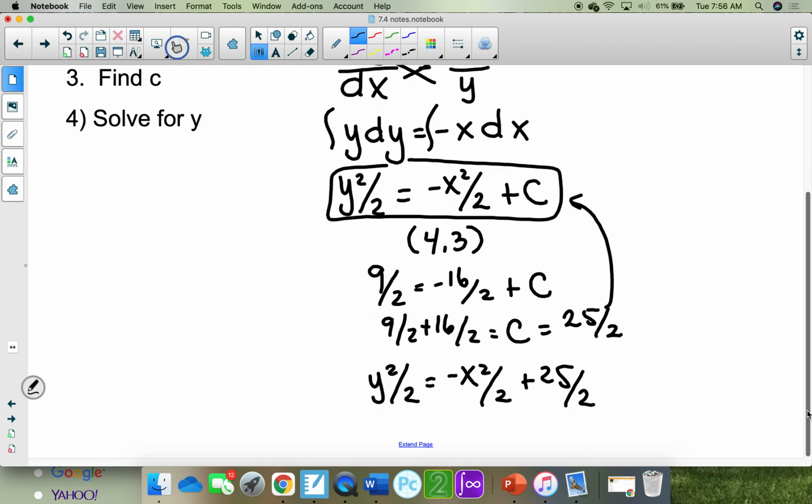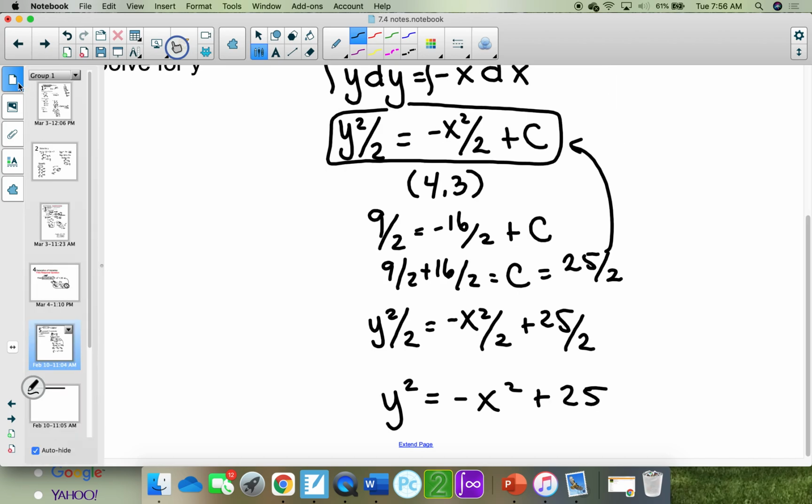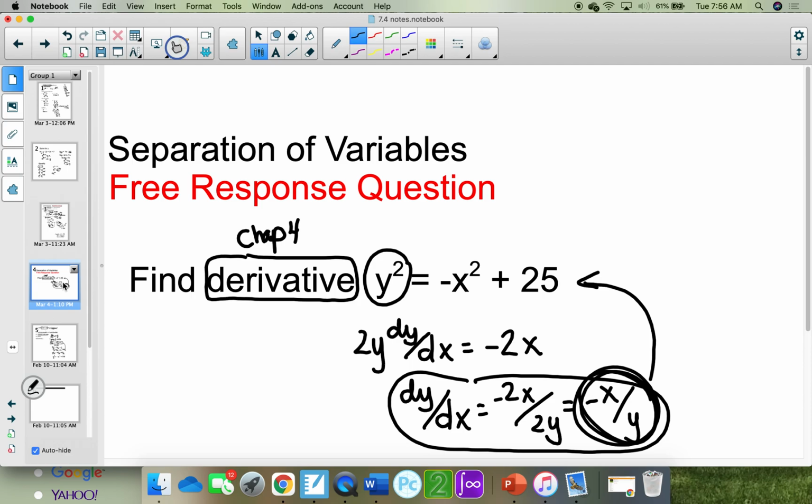And I can multiply everything by 2, and I get y to the second equals a negative x squared plus 25. And if you look back at your problem, it's identical to what we did.